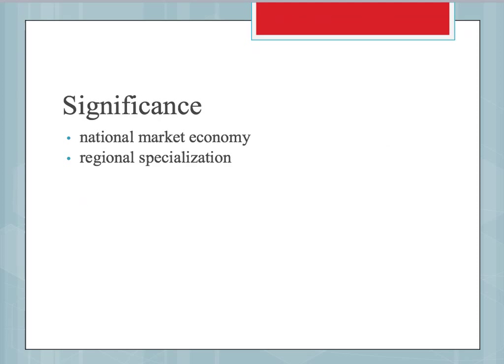The significance of this revolution is for the first time, it kind of creates a national market economy. In other words, different sections of the country are tied together, be it agriculture, industrial, what have you. Everything begins tied together in a national market. And also regional specialization, which we'll talk about a little bit more in class, but everybody kind of picks out their things, becomes good at it, and works from there.